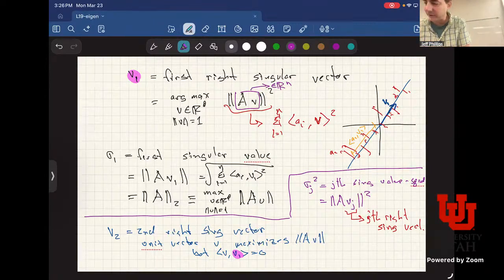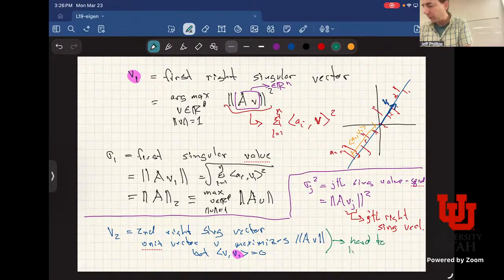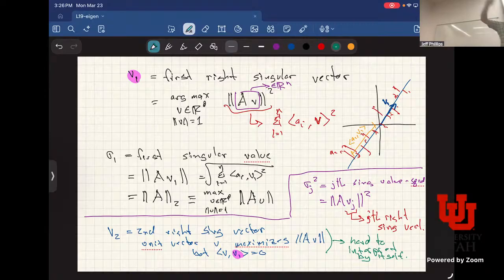So this is hard to interpret by itself. It's hard to say what the second one means by itself. The first one is very clear what it means. It's the direction of the most variance, assuming it's been centered. But the second one is hard to interpret by itself.